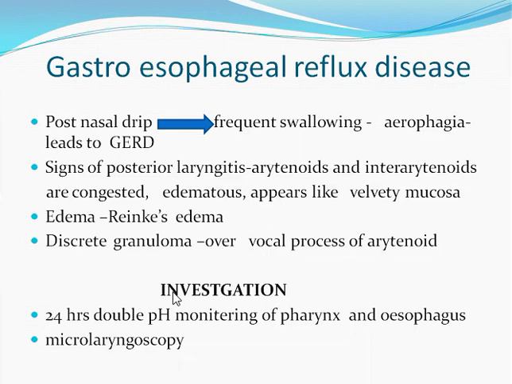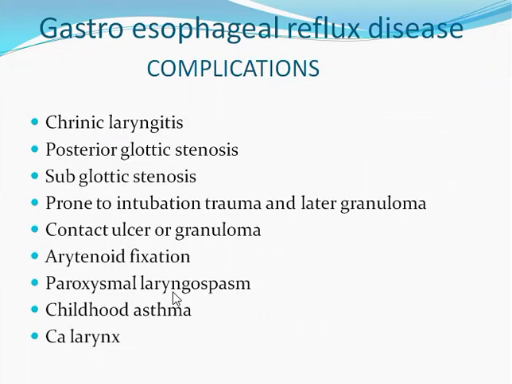The main investigation preferred nowadays is 24-hour double pH monitoring of the pharynx and esophagus at the same time. We can also examine by microlaryngoscopy. The complications which can be caused by GERD are chronic laryngitis, as we already discussed, posterior glottic stenosis, and subglottic stenosis. They are prone to intubation granuloma because of trauma. As I told you, there is mucosal congestion and edema that leads to trauma and granuloma.